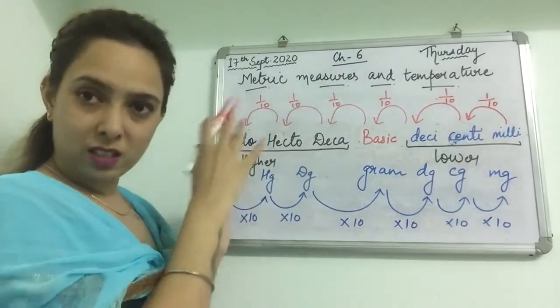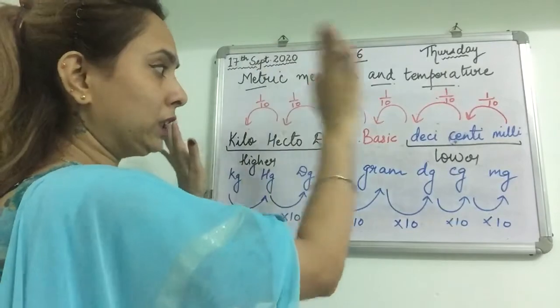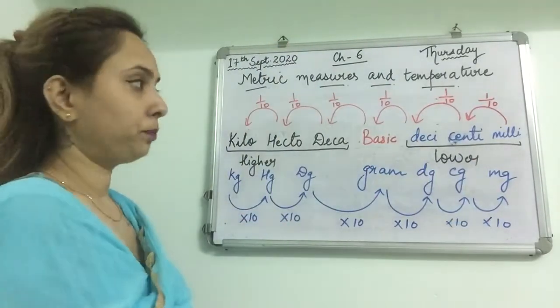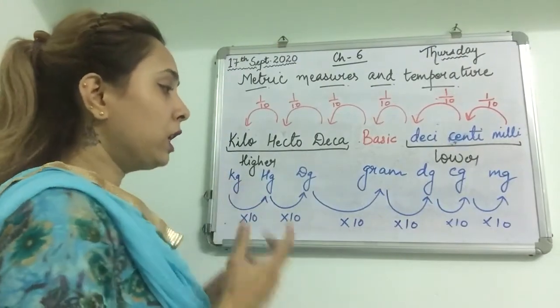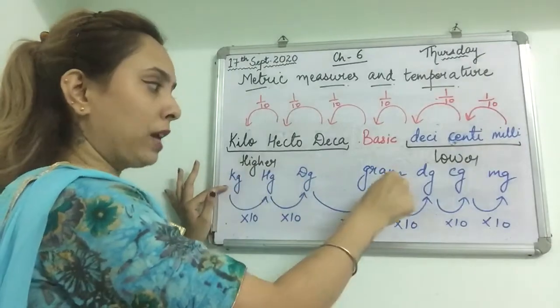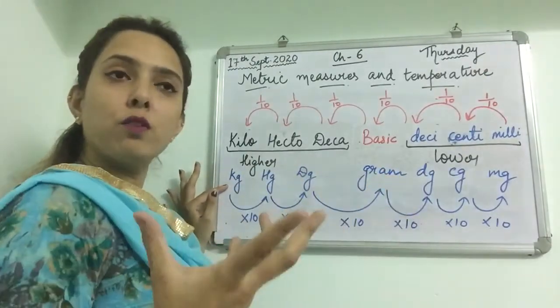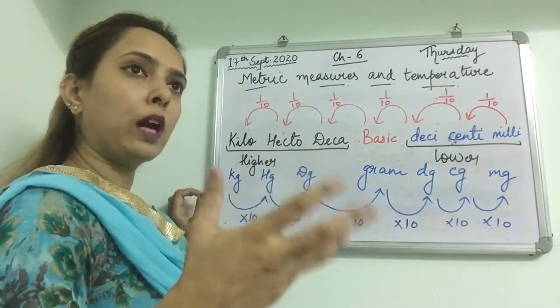I will make this concept more clear by solving some of the questions with you. So this is the basic format of learning how to convert these units. Suppose you are asked to convert 1 kilogram into grams. Suppose 5 kilogram is given to you and the question is convert 5 kilogram into grams.